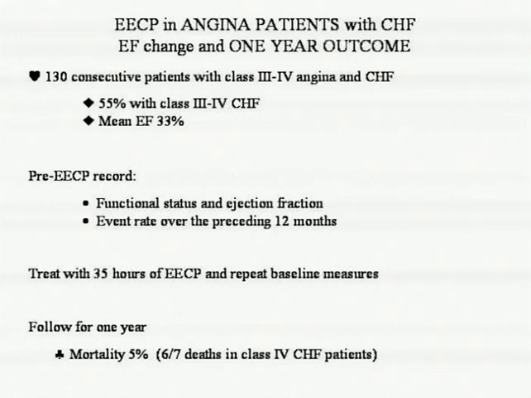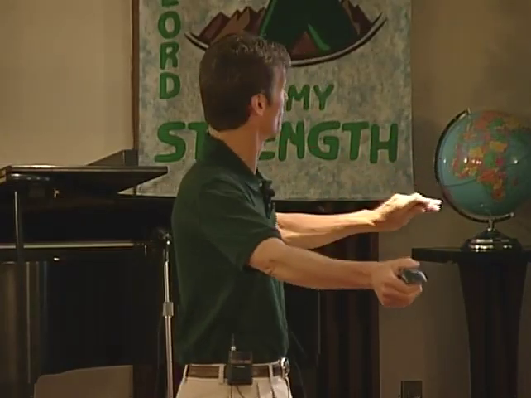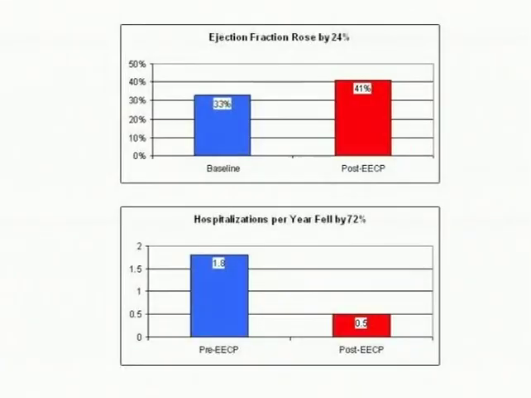Mortality was 5%, and 6 of the 7 deaths occurred in those with class 4 heart failure. That's symptoms at rest, and their 1-year mortality should be 50%. So that's a low mortality rate for this type of patient. Of the survivors, the ejection fraction rose by 24%, from 33 to 41%.